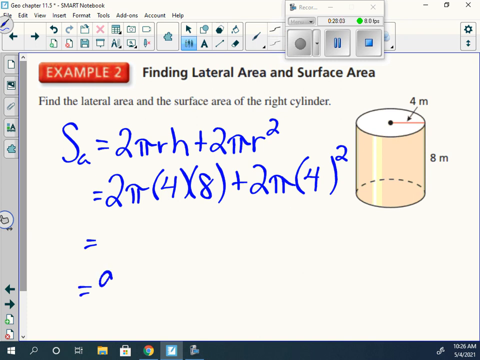96 pi. Because if we did this 4 times 8, 8 and 8 is 16, 32, times 2 is 64 pi. 4 squared is 16, times 2 is 32 pi, which does add together to give us 96 pi.